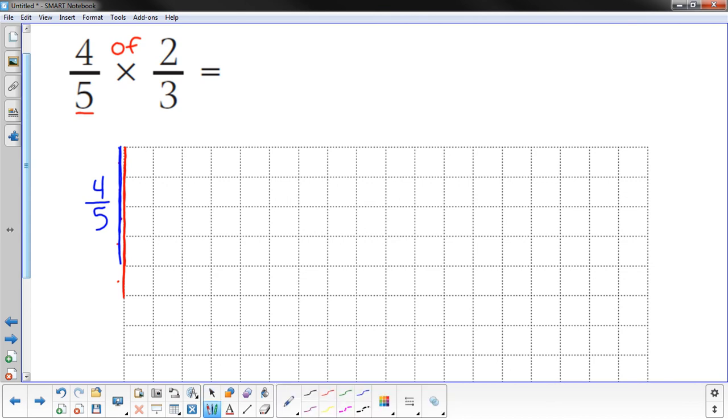And then the other side's 2/3, so it's length of 3. And then 2 of the 3. 2/3. Now I'm going to close my rectangle. So that large rectangle is my denominator. So I have 1, 2, 3, 4, 5, 6, 7, 8, 9, 10, 11, 12, 13, 14, 15.